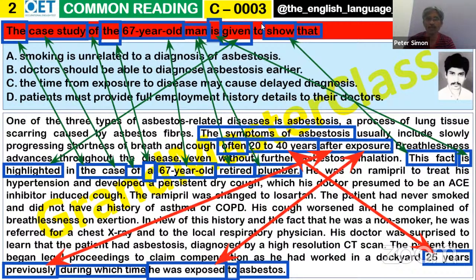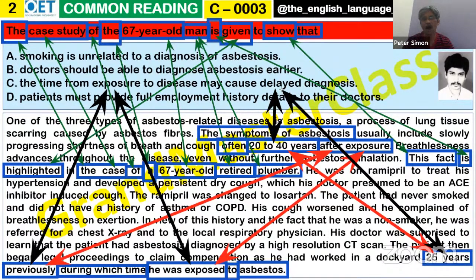Okay, now I am giving another color for this one. Previously it was exposure. After 25 years is the delay. 20 to 40 years is the delay. After 20 to 25 years, signs and symptoms, shortness of breath and cough, are there. They will help you to diagnose. So only after that can you diagnose. That is the point there.